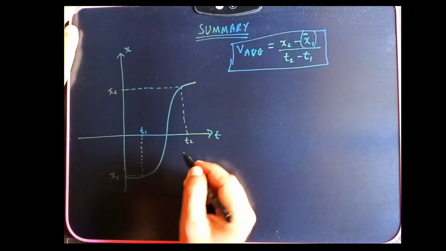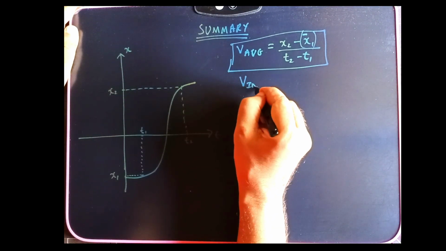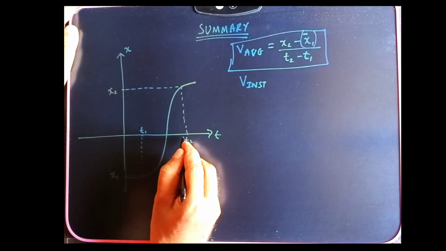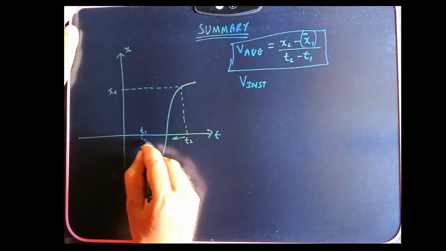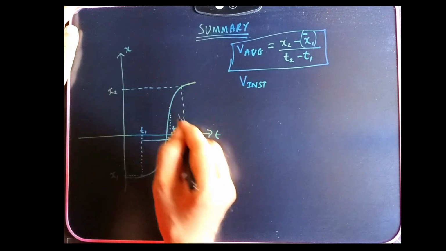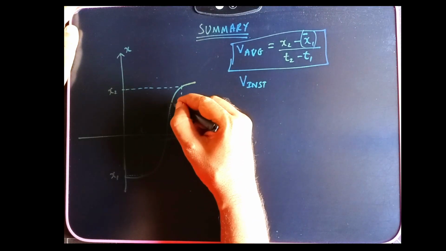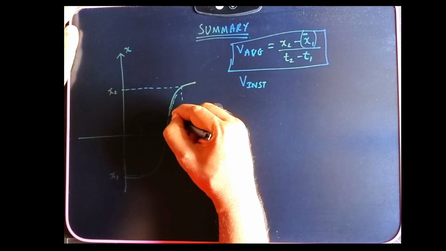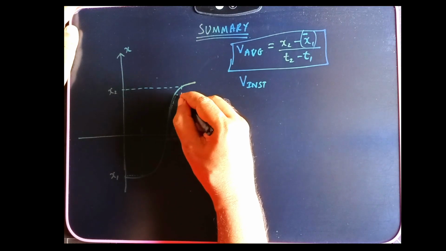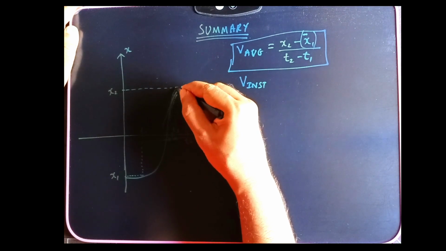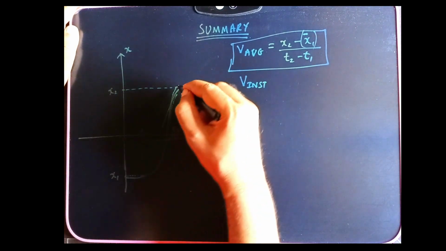Now if I want to take the instantaneous velocity, then what do I do? I shrink the time period. I bring the time period as close as possible to that particular instant of time, which is now called t3. So now at t3, I will draw a tangent.